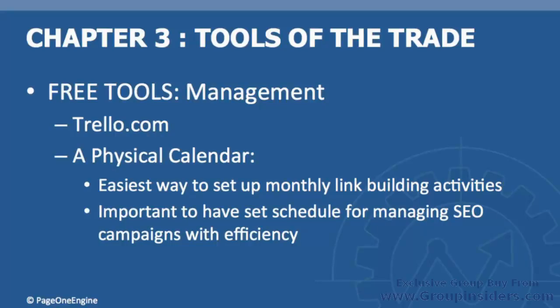And lastly, about the calendar, you can buy one for about $3 at Walmart or even $10 at Staples. They're so cheap, but they're very, very effective. So trust me, go get one as soon as possible and you'll have great success managing your SEO campaigns.